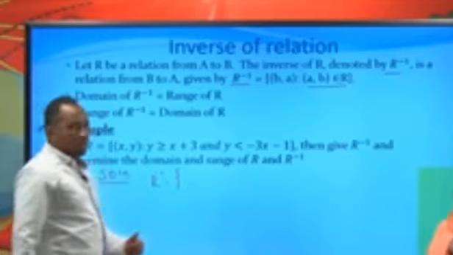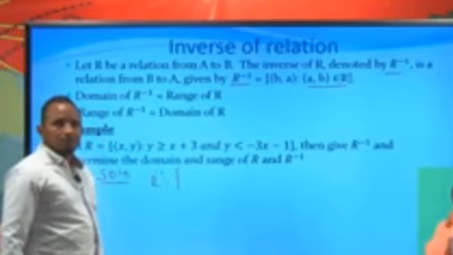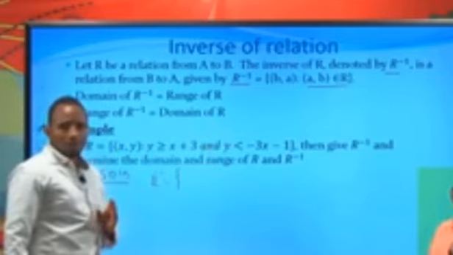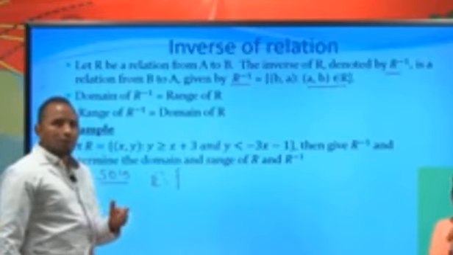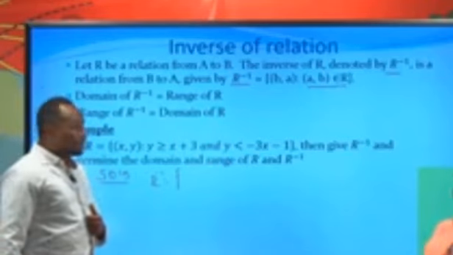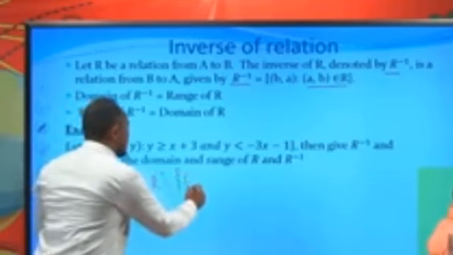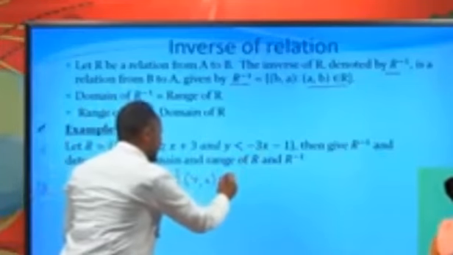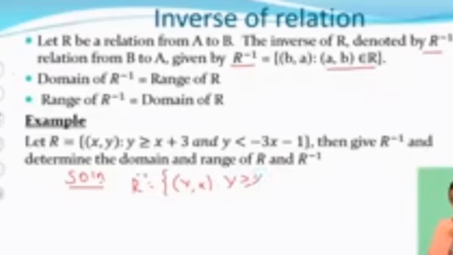we will have two ways of writing R inverse of this relation. The first way is simply to change the ordered pair (x, y) and leave the inequality as it is. So R inverse will be the ordered pair (y, x) such that y is greater than or equal to x plus 3 and y is less than minus 3x minus 1. It's one way of writing R inverse in this form.